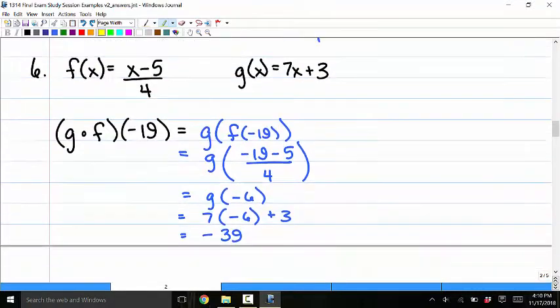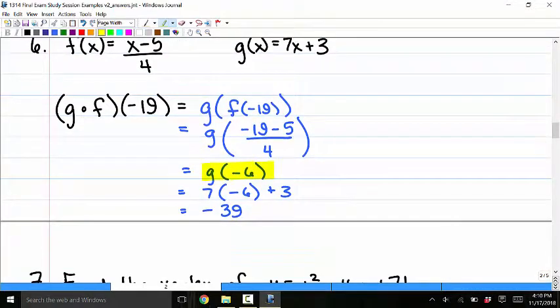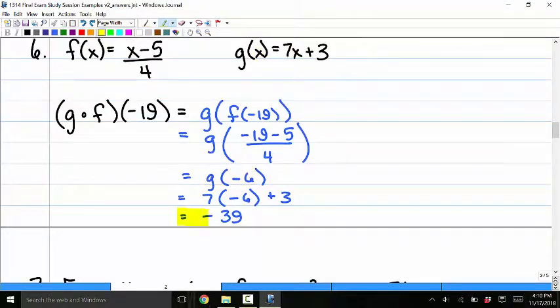So now you're looking at g of negative 6. Go to your g function. Everywhere you see an x, plug in negative 6. 7 times negative 6 plus 3 is equal to negative 39.